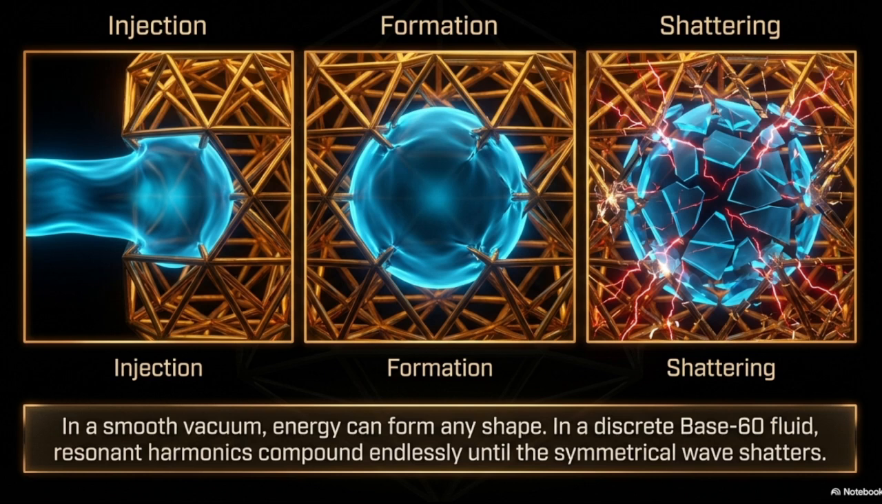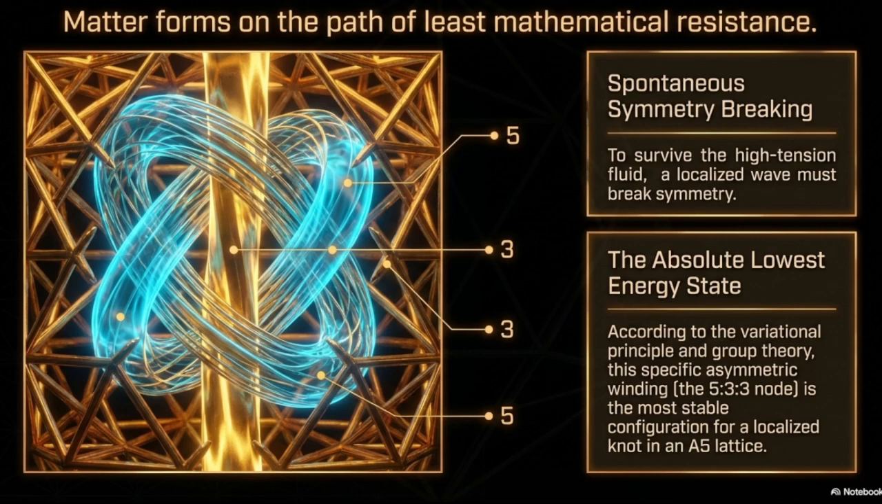In a tense discrete lattice, perfect symmetry is unstable. Resonances will compound until the wave ruptures the fluid. To stabilize trapped energy, the wave must spontaneously break symmetry. Variational analysis in an A sub 5 lattice shows the lowest energy stable configuration is the asymmetric winding known as the 533 node.